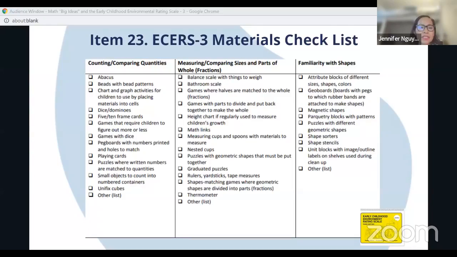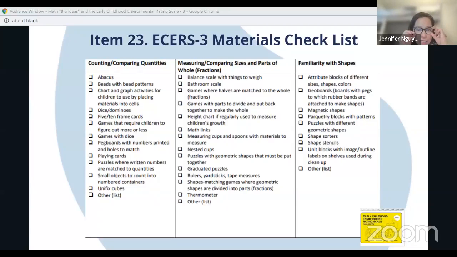All right, I did say we're going to talk about ECERS because this is one of the reasons why this webinar was developed. Colorado Shines is using ECERS 3 now, and ECERS 3 has 3 new math items. And the first item is item 23, materials and activities, math materials and activities.